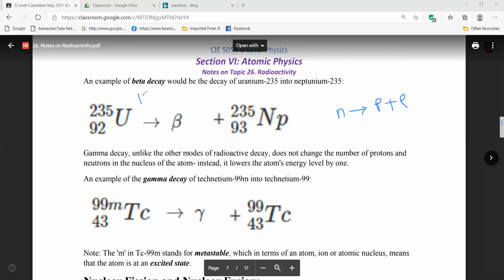So 143 minus 92. How much? 51. Okay, 51. So we have here how many extra neutrons? 51. So out of all these neutrons, only one neutron will not be working alone. There might be some other neutrons also doing this.